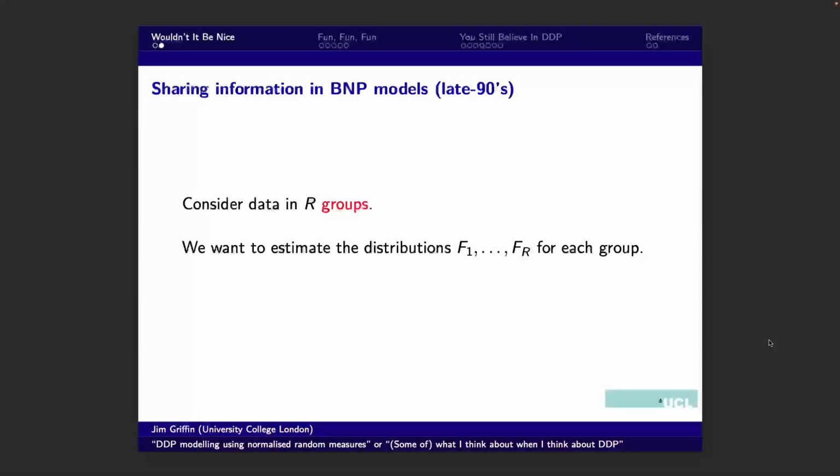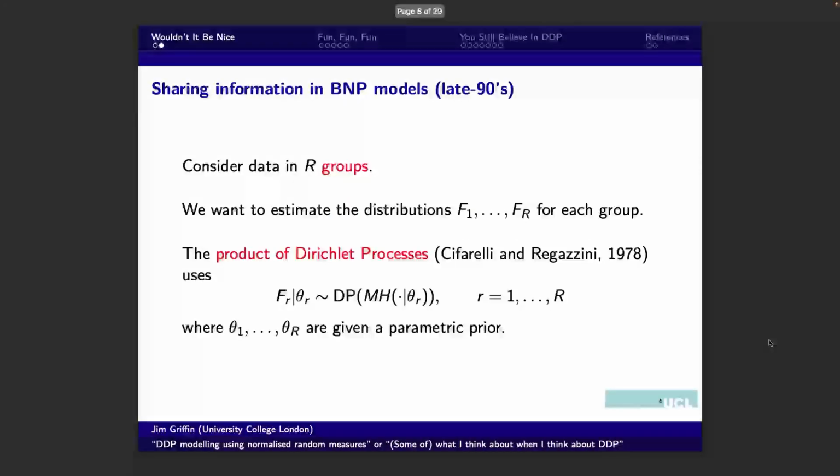So how do people do things? I'm going to go a little bit before Steve's paper. So how were people thinking about sharing information? Maybe they weren't even thinking in those terms. And it's easiest to think about these things in terms of, rather than having a continuous regressor, a discrete regressor that allows us to define our different groups.